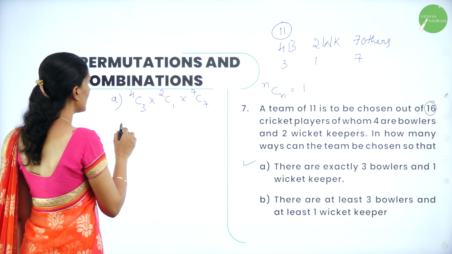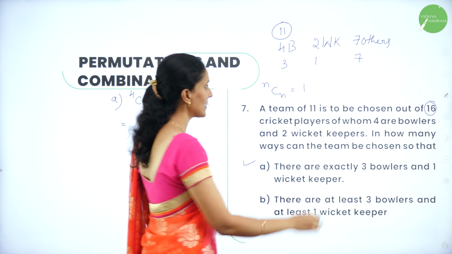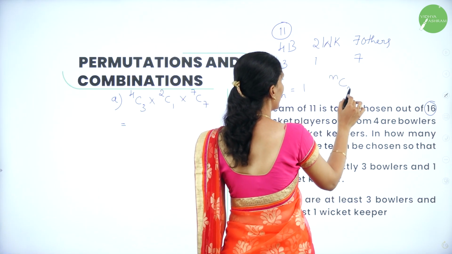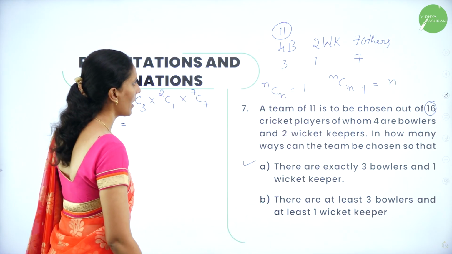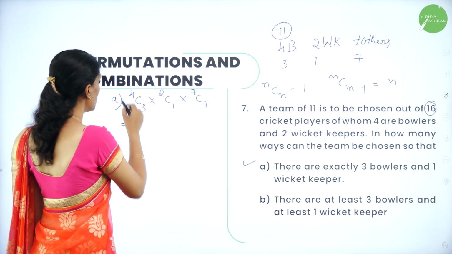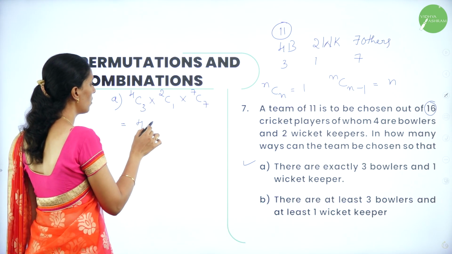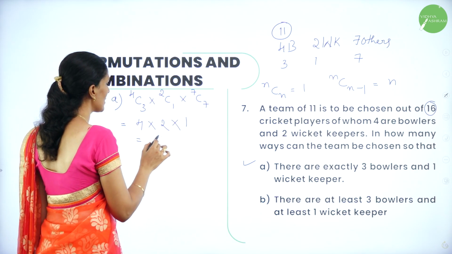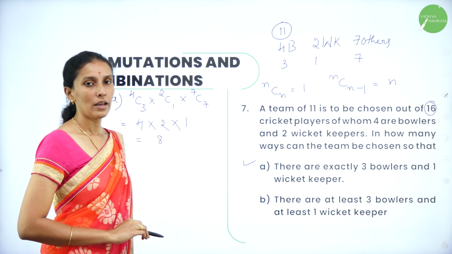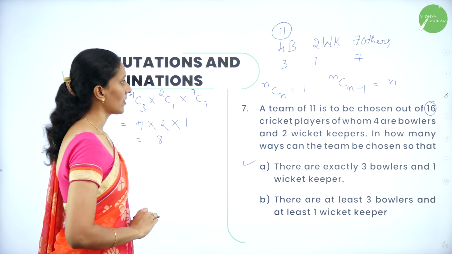Now what happens here? One more property I'll say: nC(n-1) will be n, and nC(n-1) is n. So 4C3 means 4, 2C1 means 2, 7C7 means 1, so 4 times 2 times 1 is 8. That is the answer. So we can make 8 selections.